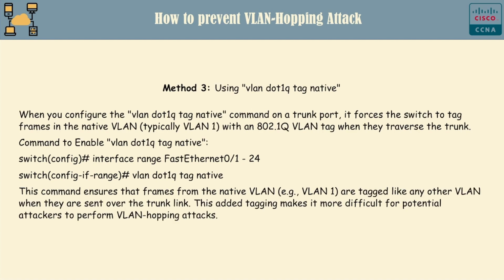Using vlan dot1q tag native. When you configure the vlan dot1q tag native command, it forces the switch to tag frames in the native VLAN, typically VLAN 1, with an 802.1Q VLAN tag when they traverse the trunk. This command ensures that frames from the native VLAN, for example VLAN 1, are tagged like any other VLAN when they are sent over the trunk link. This added tagging makes it more difficult for potential attackers to perform VLAN hopping attacks.